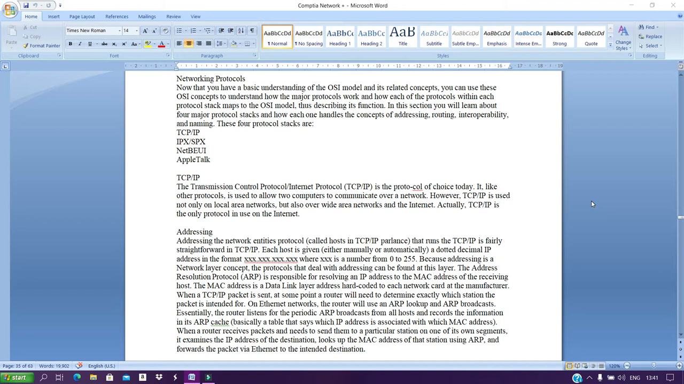The Transmission Control Protocol/Internet Protocol is the protocol of choice today. It, like other protocols, is used to allow two computers to communicate over a network. However, TCP/IP is used not only on local area networks, but also over wide area networks and the Internet. Actually, TCP/IP is the only protocol in use on the Internet.